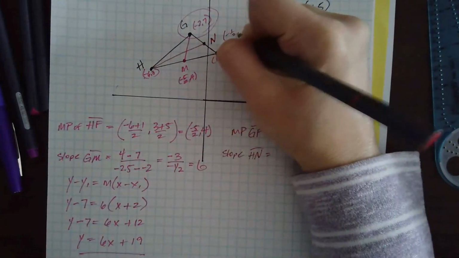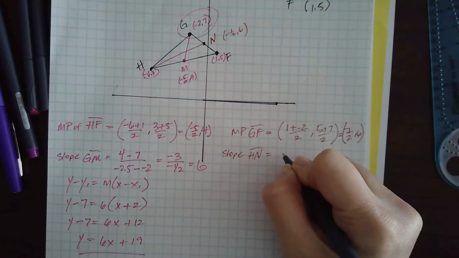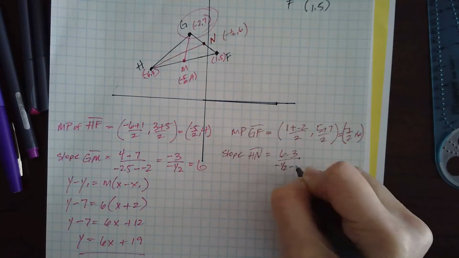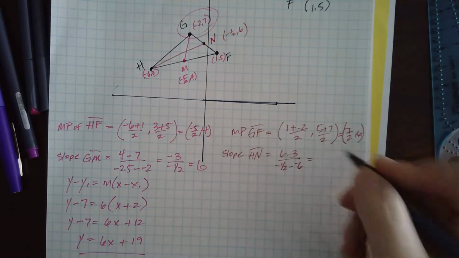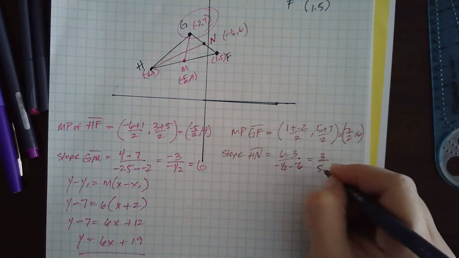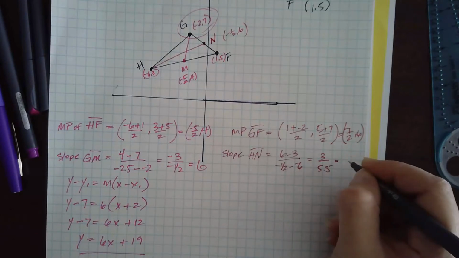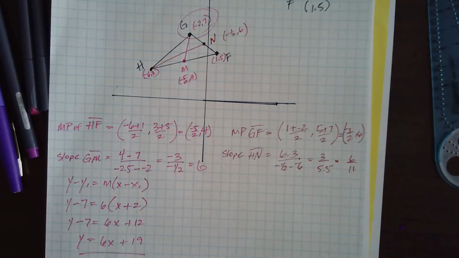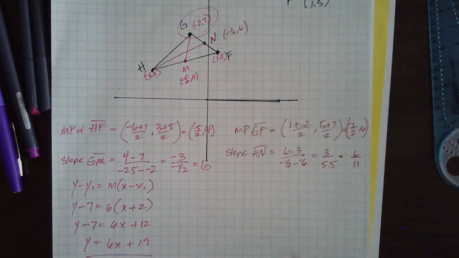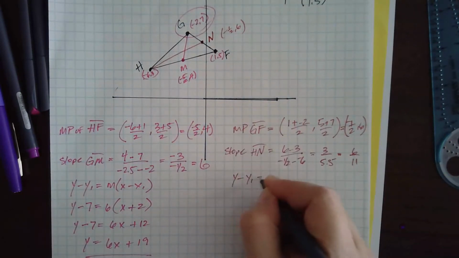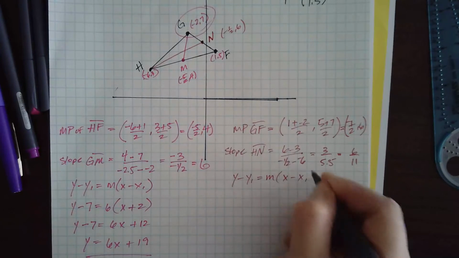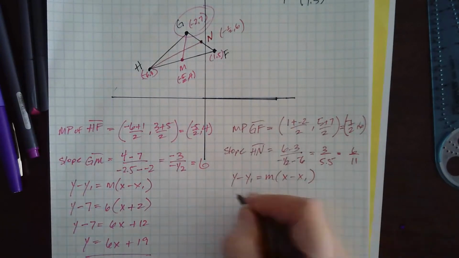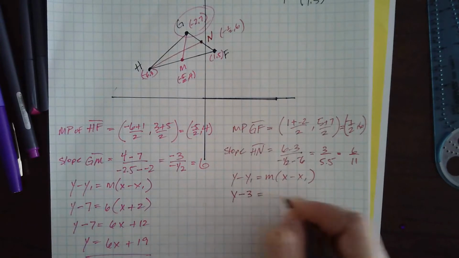I'm going to do change in y over change in x. So 6 minus 3 over negative a half minus negative 6. So I get 3 over 5.5, which results in 6 over 11. Not the prettiest of numbers, but nonetheless still a number. Now we're going to use our point-slope formula to figure out our equation. I'll use point H. Again, doesn't really matter.